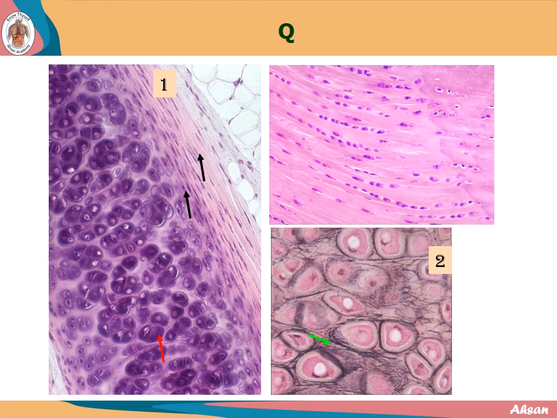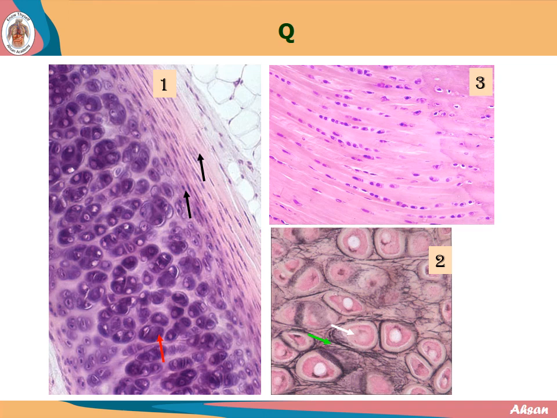You see the greenish arrow is indicating a darkly stained network of fiber. This is elastic fiber. So this is elastic cartilage, with extracellular matrix containing a fine network of elastic fiber. The third one, this second arrow, is an isogenous group of two cells, chondrocytes.